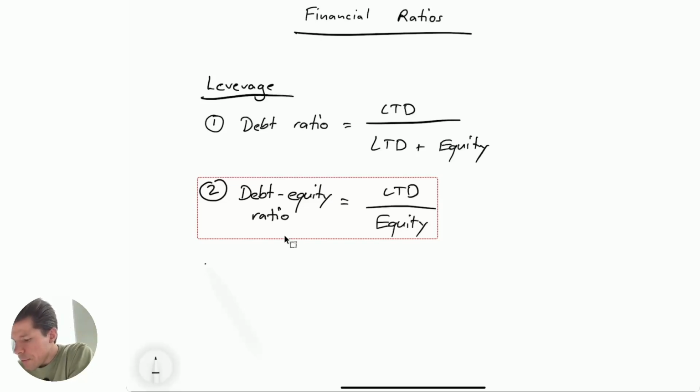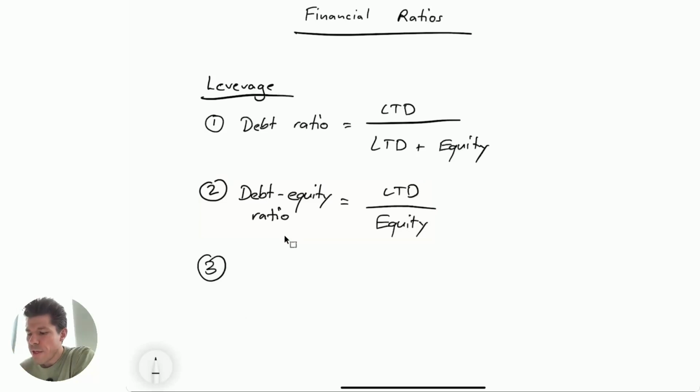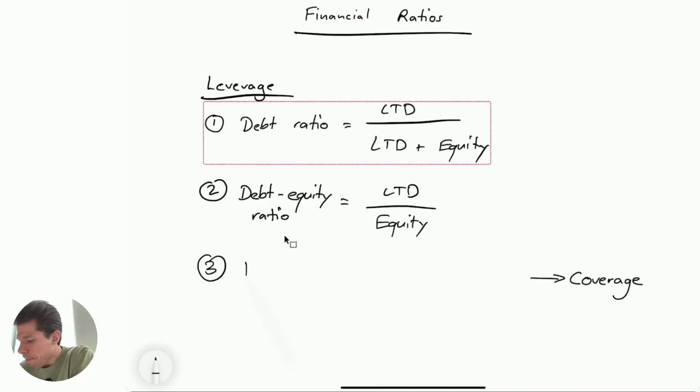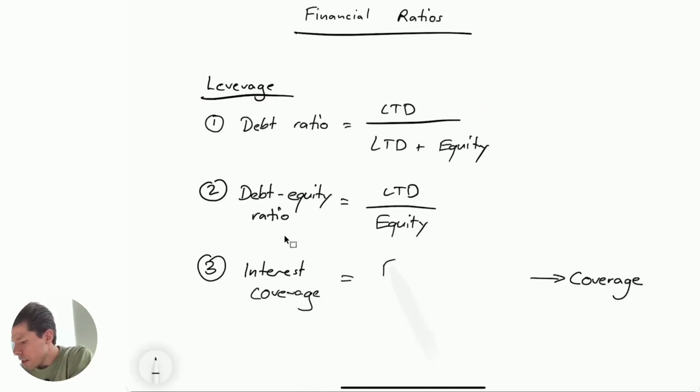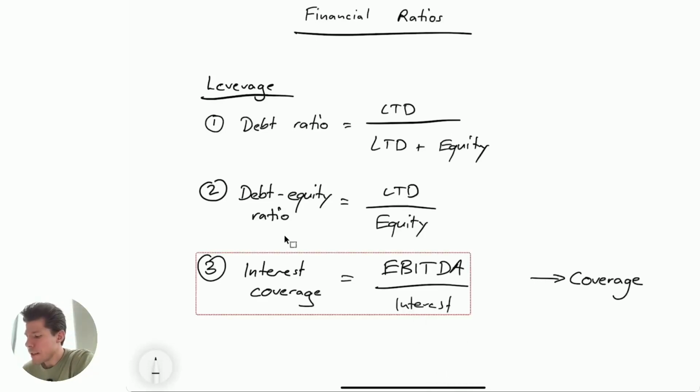The other one, and sometimes this is not called leverage ratio, sometimes this is called coverage ratio, and there are some other ones which I will discuss in a later stage. But interest coverage equals EBITDA over interest. And again, sometimes we call it coverage because this tells you how much cash flow, how much EBITDA is available to cover your interest obligations. But I leave it here because it's not completely wrong.